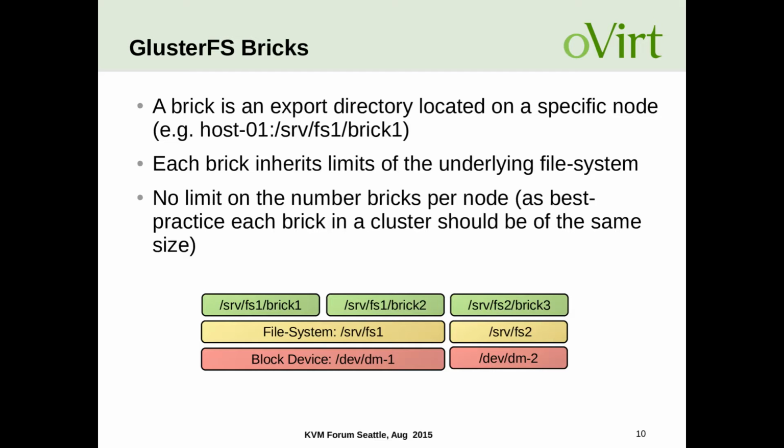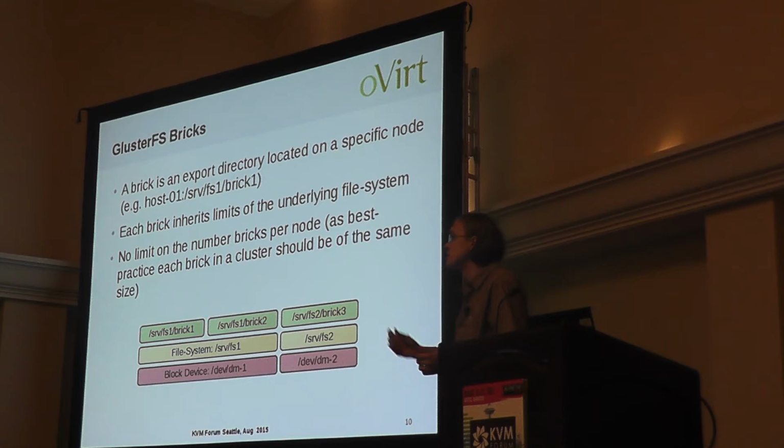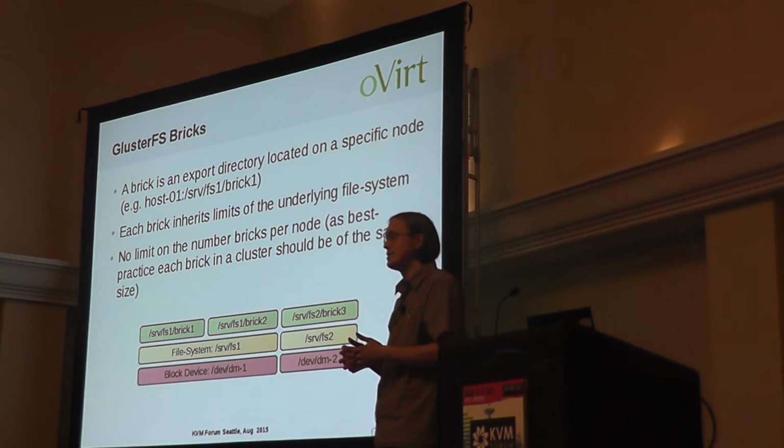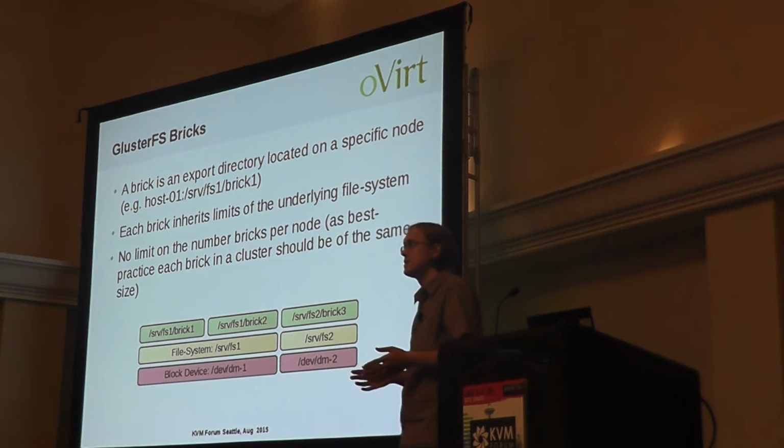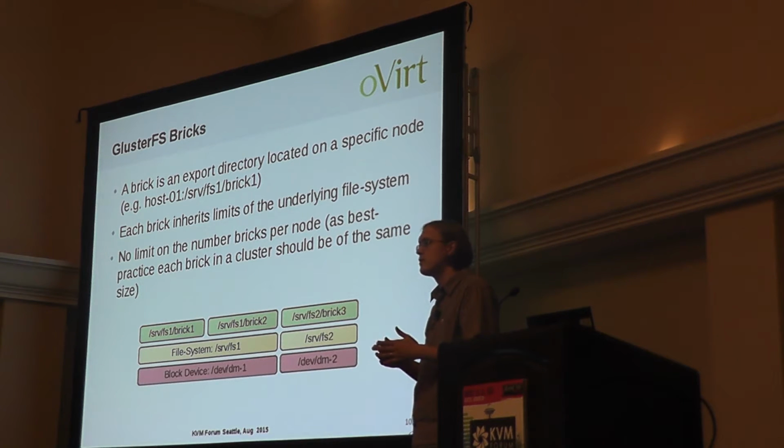Yeah, this is what a brick looks like. You see, it's just another directory on your file system, and the only thing you do is tell Gluster, this directory is my brick, and Gluster will start putting data there once you add it to the volume. So each brick inherits the limits of the file system, which is important. It obviously limits the amount of free space you get for this brick. The best practice says that all your bricks that are added to a single volume should be the same size. Obviously, for mirroring, you need that. Otherwise, you are not using the full potential.